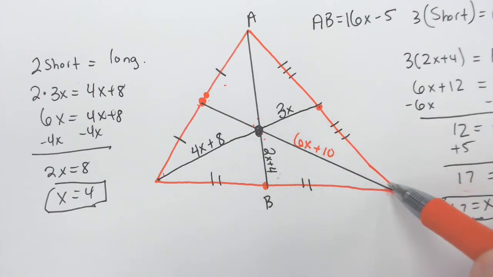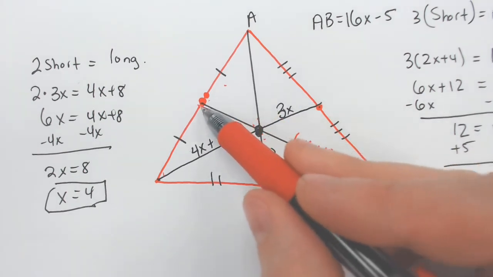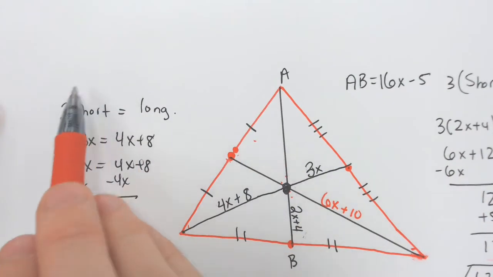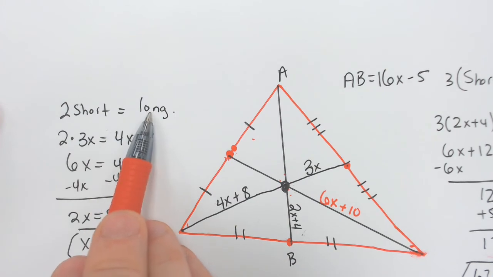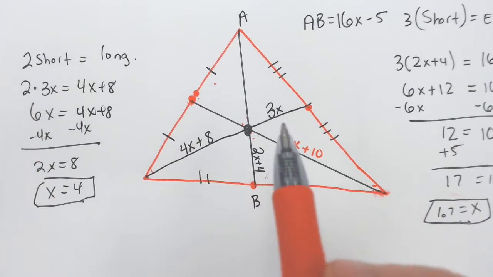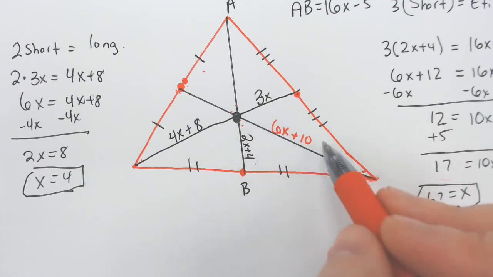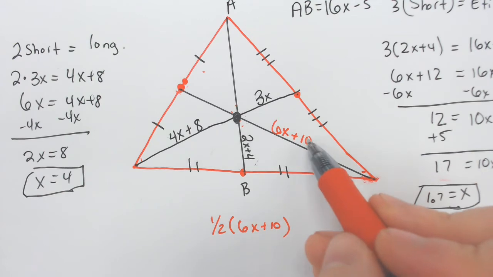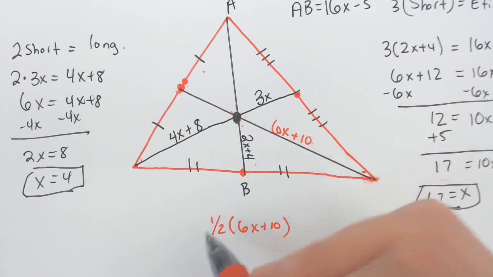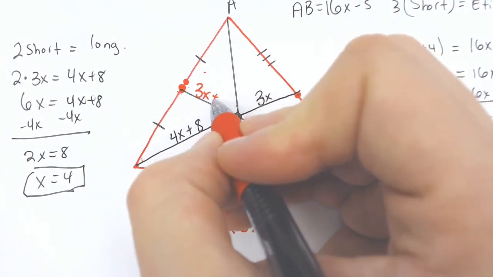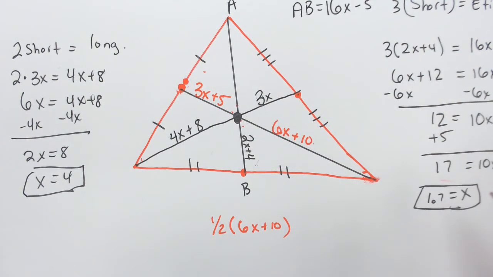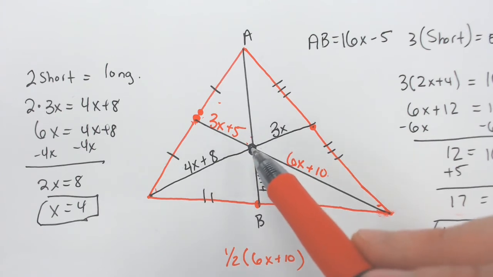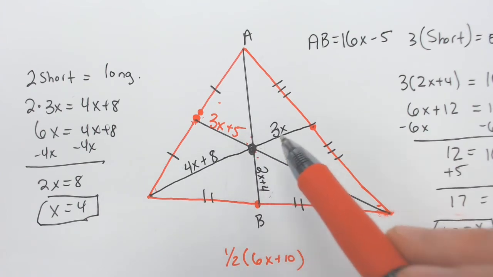Well, I know this long part is twice as big as this short part. So if I wanted to figure out what the short part is, knowing that 2 times the short part equals the long part, I could divide the long part in half. So you can either distribute a half to 6x plus 10, or you can just divide both of those things by 2, which is the same thing, and get 3x and 5. Okay? And that is how you can get the short part. And then from there, you could do some other things.